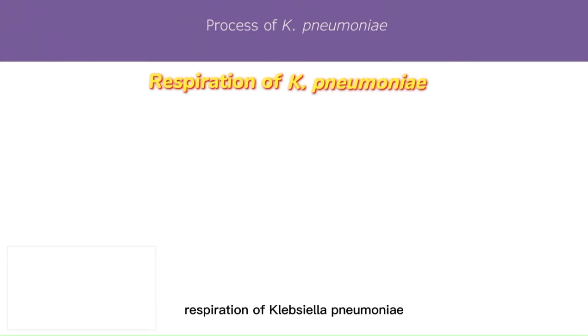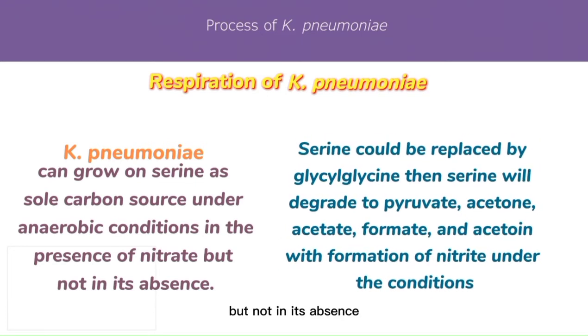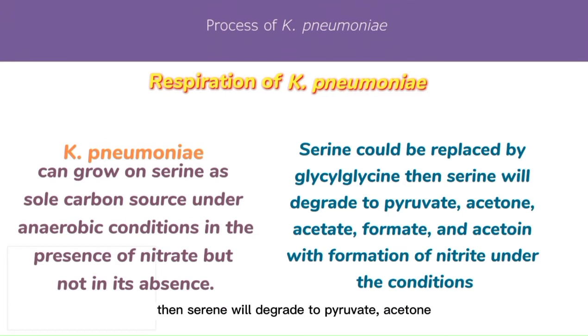Respiration of Klebsiella pneumoniae. Klebsiella pneumoniae can grow on serine as the sole carbon source under anaerobic conditions in the presence of nitrate but not in its absence. Serine could be replaced by glycylglycine, then serine will degrade to pyruvate, acetone, acetate, formate, and acetone with formation of nitrite under these conditions.